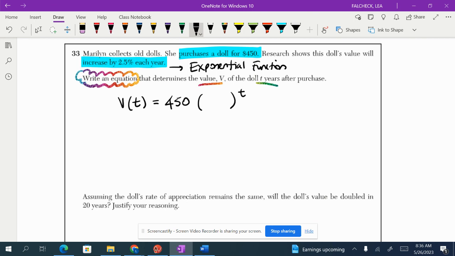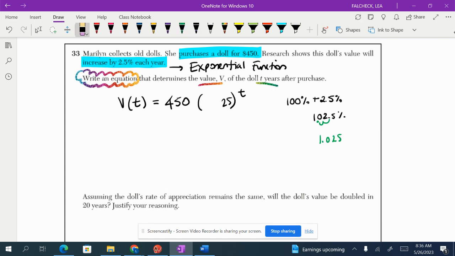Okay? So the way that we calculate the percent increase is you start with the initial 100% value of the doll. And then at the end of the first year, we would be increasing that percent by 2.5%. So we would have 102.5% as our multiplier. But we can't put a percent in here, so we're going to have to change it to a decimal. So let's go ahead and take this decimal point and move it over 2 places. We now have 1.025 as our multiplier, and it's going to go right in here.